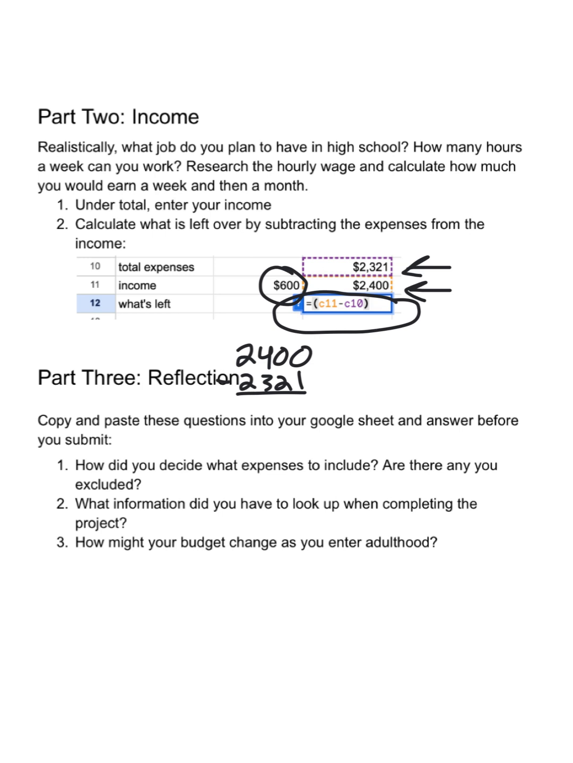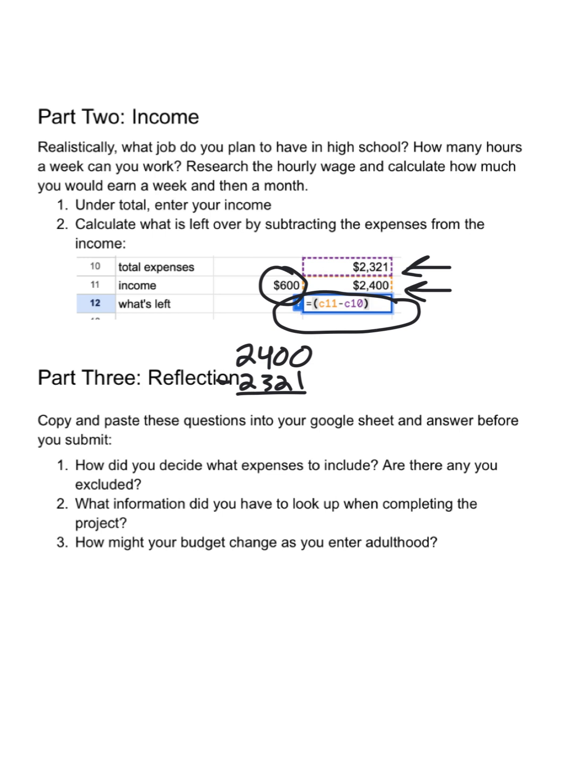After you do that, you're going to just answer some reflection questions. How did you decide what expenses to include? Are there any you excluded? What information did you have to look up when completing the project? So that might be what kind of expenses did you look up? You are going to look up the hourly wage, so tell me what job you looked up.